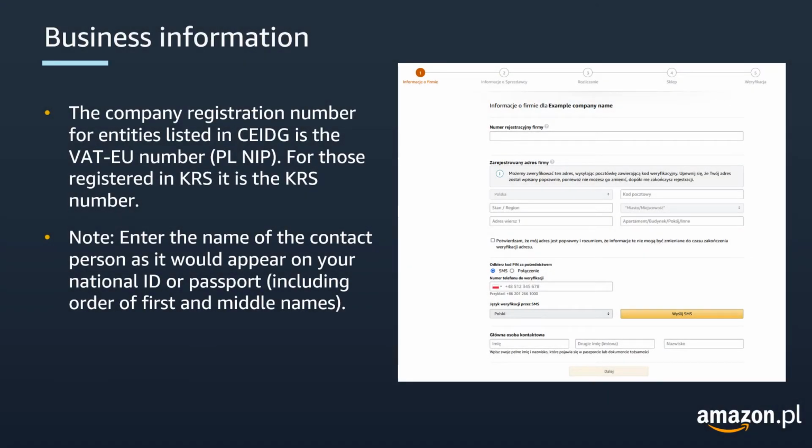The company registration number for entities listed in the CEIDG is the VAT EU number, in Poland the NIP. For those companies registered in the KRS, then it is the KRS number. Please note that you have to enter the name of the contact person as it would appear on your national ID or passport, including the order of all first and middle names.